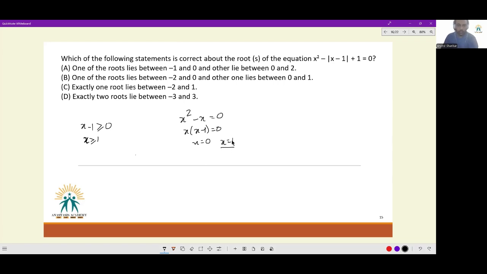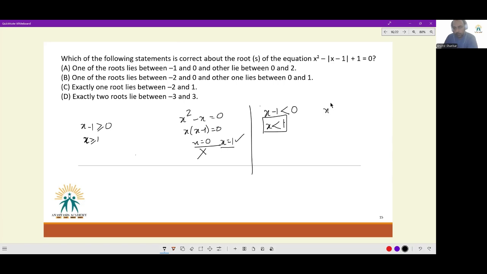X is equal to 1 is fine. This is a perfectly acceptable value, no problem at all. Now the other case would be when x minus 1 is less than 0, or x is less than 1. Remember, this is a constraint. Here, it had to be greater than or equal to 1. So x equal to 0 becomes an unacceptable value because it is not greater than or equal to 1. X being equal to 1 is fine. Here, we get x is less than 1, and because this is less than 0, when it comes out, it will be reversed.